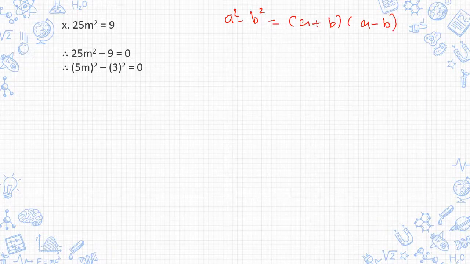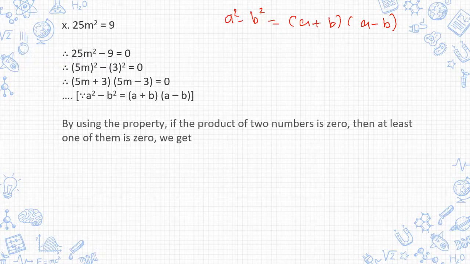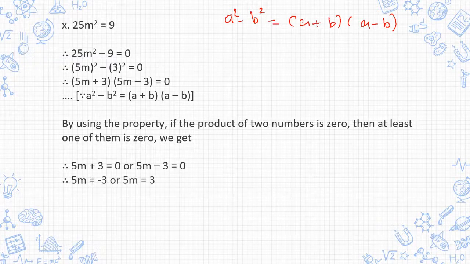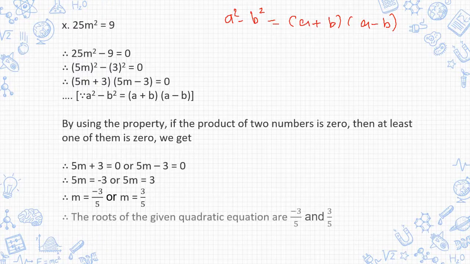So I'll expand this by using the formula. So I'll have 5m plus 3 into 5m minus 3. Now we can take 5m plus 3 equal to 0, or we can take 5m minus 3 equal to 0. In the first case, if I take plus 3 on the other side, I'll get minus 3. In the second case, if you take minus 3 on the other side, you'll have plus 3. So we have 5m equal to minus 3 or 5m equal to 3. Now we take 5 on the other side, in both the cases it will get divided. So we have m equal to minus 3 upon 5, or we have m equal to 3 upon 5. So the roots of the given quadratic equation are minus 3 upon 5 and plus 3 upon 5.